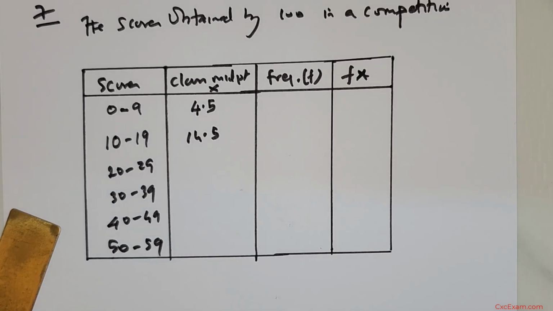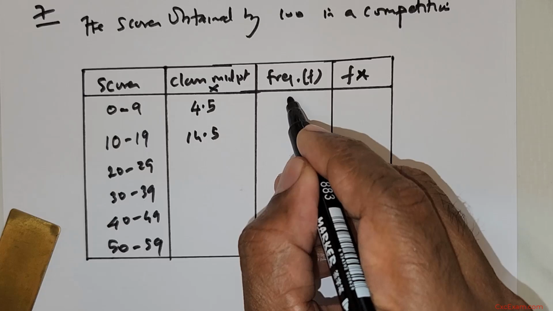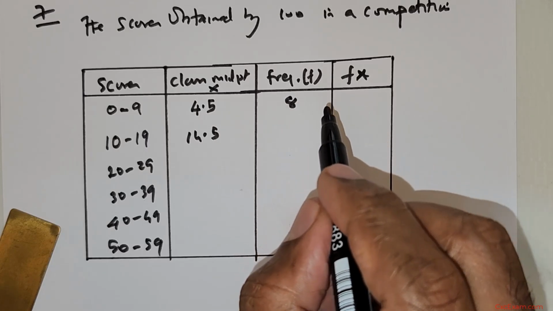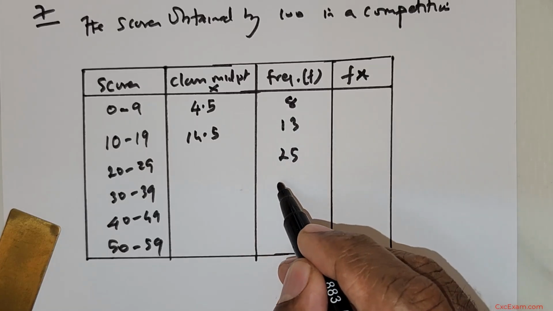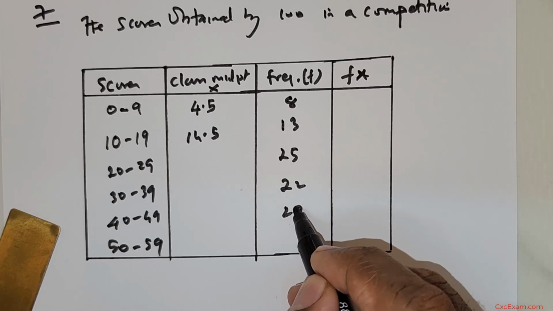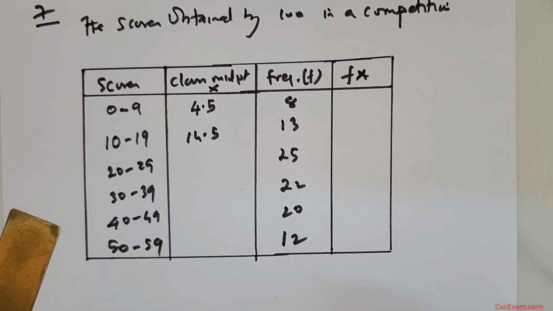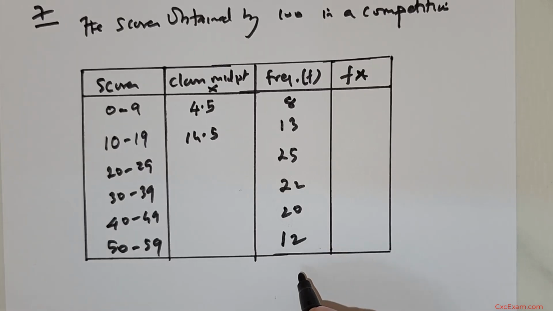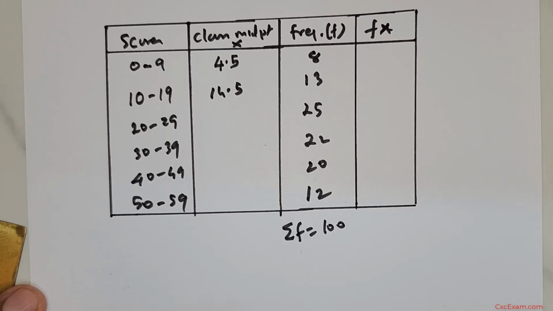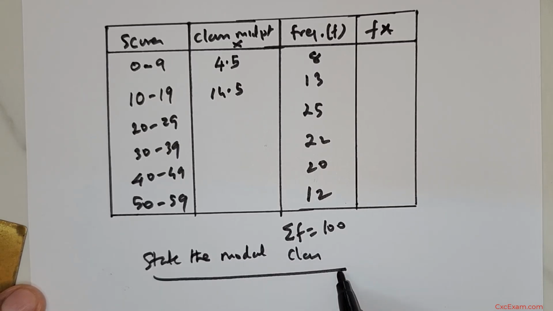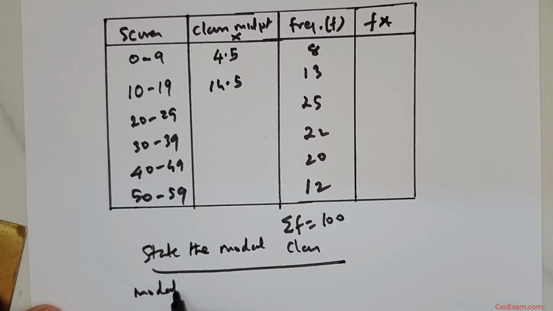Up to 59. Okay, so the frequencies are 8 and 13, 25, 22, 20 and 12. So sigma f, adding all this, gives you 100. Now the first question is: state the modal class. So what is the modal class?